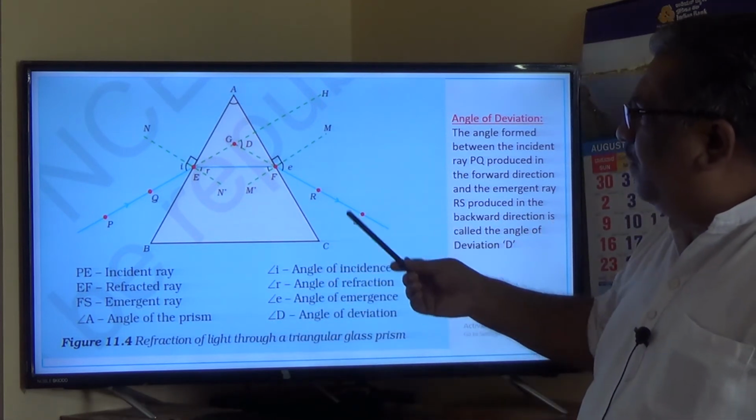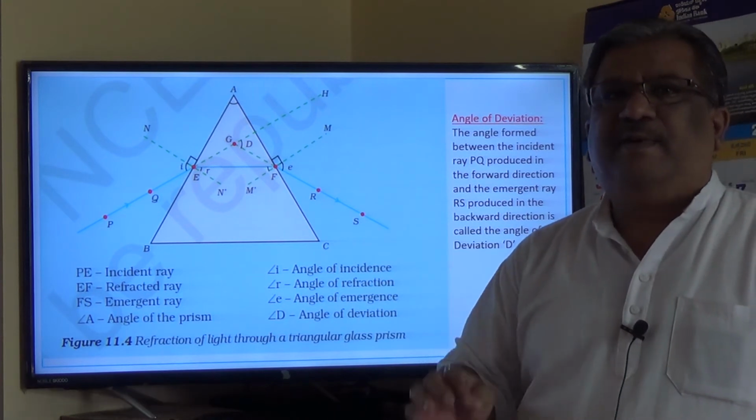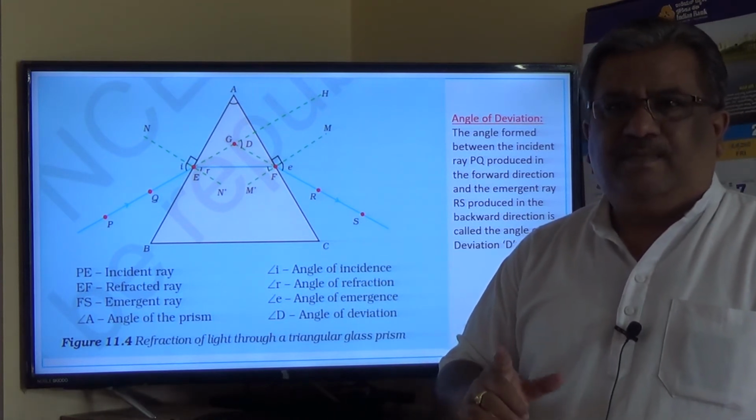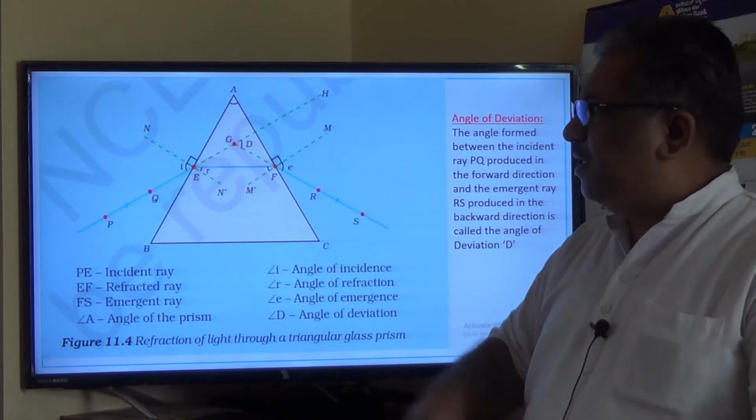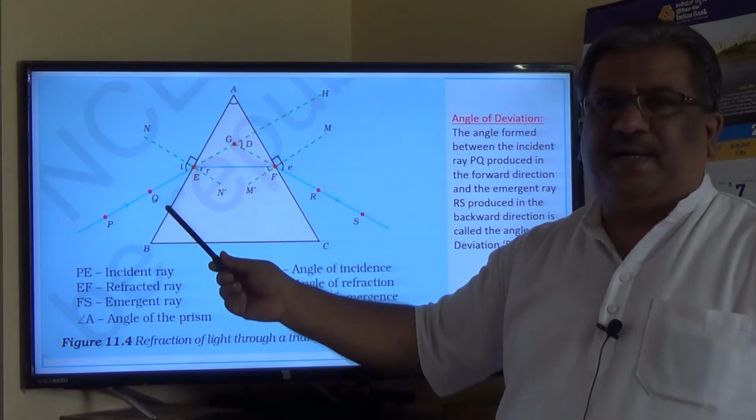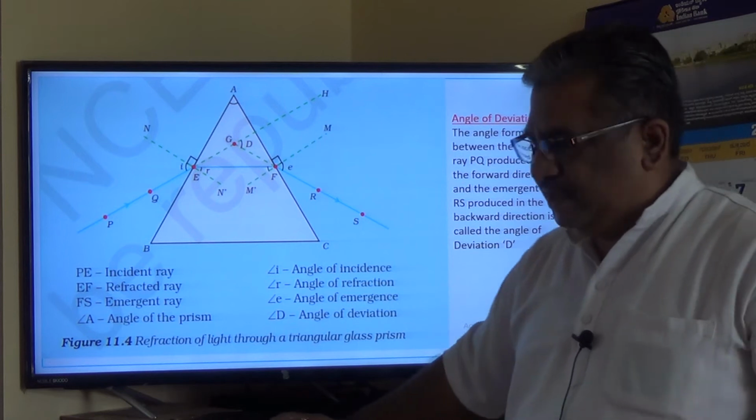So I hope you have understood the refraction through the glass prism, how the bending takes place. Here I am taking a monochromatic source of light. Please remember that. Next.